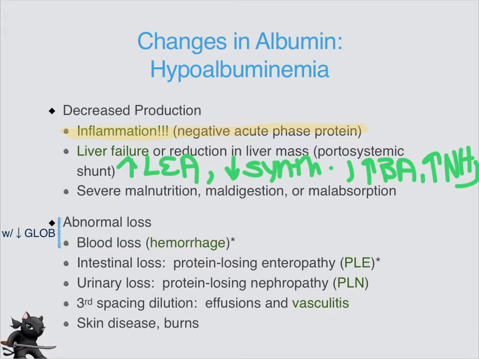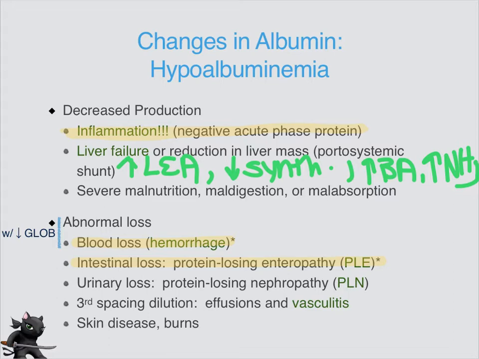We've already talked about blood loss with hemorrhage, and we've already talked about intestinal loss with protein-losing enteropathy. So these are going to be on your list if the globulin is down as well. And those are going to be at the top of the list there. So, okay, we've already sort of talked about that. So inflammation, liver.